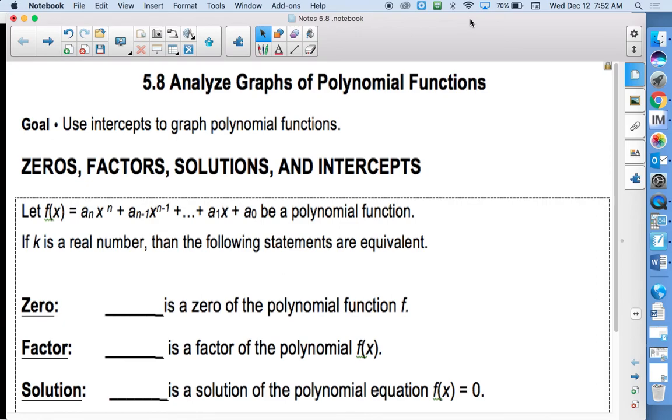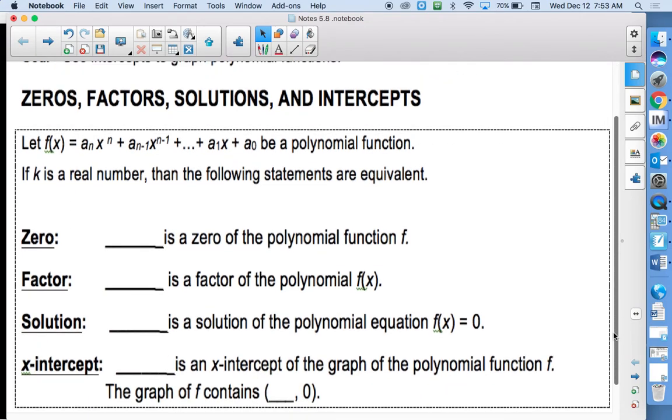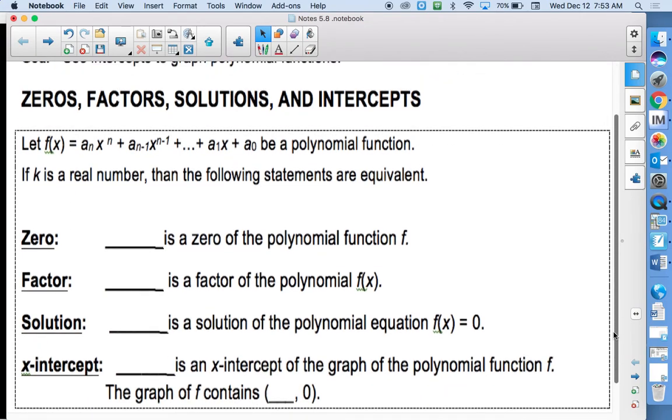Again, if you have your calculator out, that'll help because we'll look at that and use it in a little bit. It says analyze graphs of polynomial functions at the top. And then it talks about these 4 words: zeros, factors, solutions, and intercepts. Those 4 words we will use pretty much through the rest of Algebra 2.